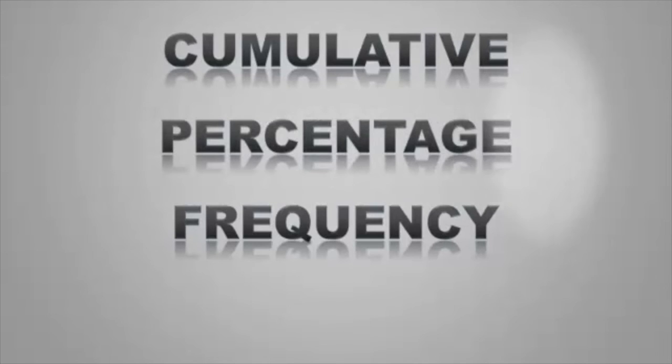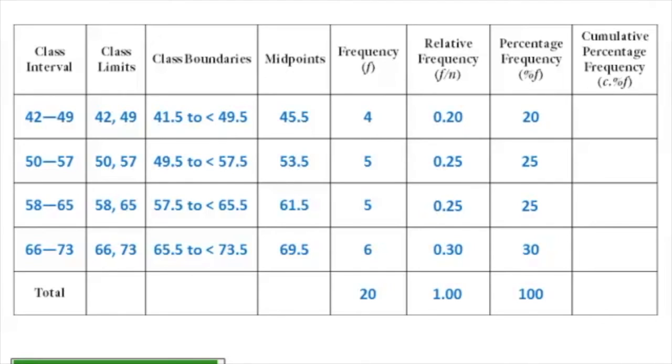And now for the final column in our frequency table, the cumulative percentage frequency. The cumulative percentage frequency gives the percentage of observations up to the end of the class interval. So all we're doing here is taking a running total of all percentage frequencies.